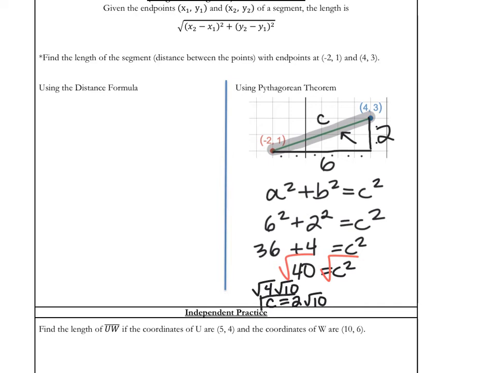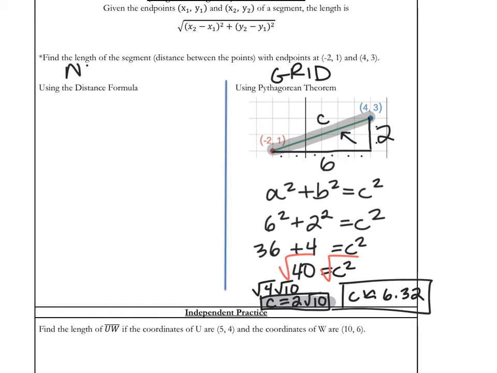Okay, so this is a correct answer. I won't get mad at you if you go ahead and type square root of 40 into your calculator and tell me that it's approximately 6.32. That's also okay, it's just that this answer is better. I'll take either. Okay, so now we'll use the distance formula. So this one we used Pythagorean theorem because we had a grid. This one, no grid, and so we use the distance formula, which is up here.